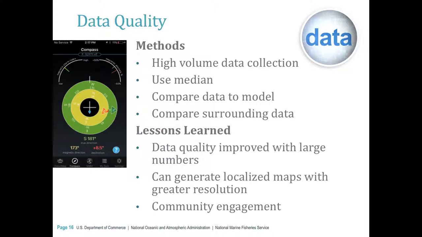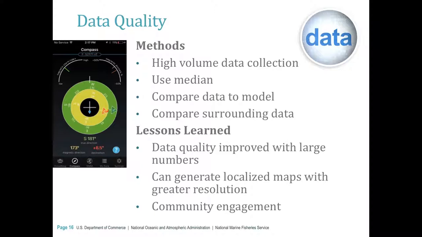So in terms of lessons learned, it's a numbers game. The higher the number of data points you have, the more you stand to improve your data quality. They're still working out how it can contribute to models, but they did find that they can generate localized maps with greater resolution. Another interesting lesson was the community engagement aspect. They get 2 to 3 questions a week on this, which is an opportunity, a teachable moment, as I also heard in the presentation before me, to educate the volunteers and help them learn about the project and the research at hand.